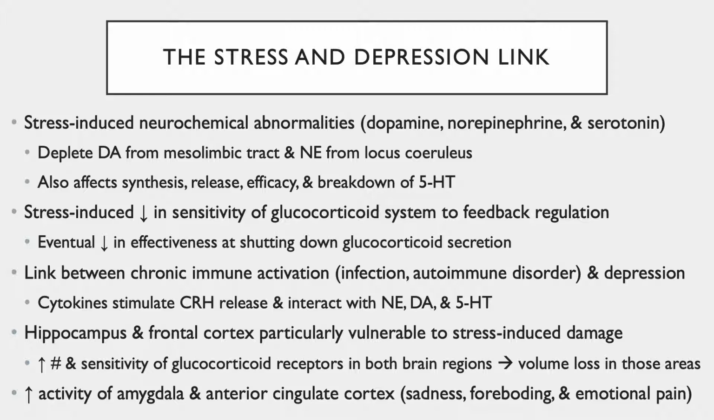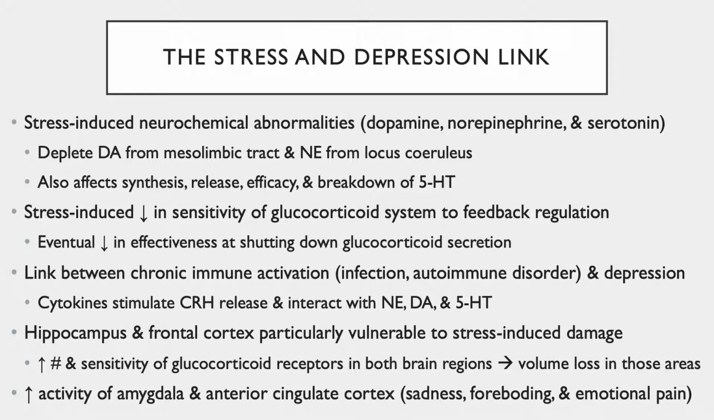The link between chronic immune activation and depression has been partially evidenced by individuals' responses to cytokines. Cytokines are linked to depression in animal and human models. Cancers that are treated with cytokines, because of their ability to enhance immune functioning, often result in depression. Cytokines stimulate not only CRH release, but also interact with norepinephrine, dopamine, and serotonin. Therefore, stress directly and indirectly via glucocorticoids affects serotonin, norepinephrine, and dopamine systems.